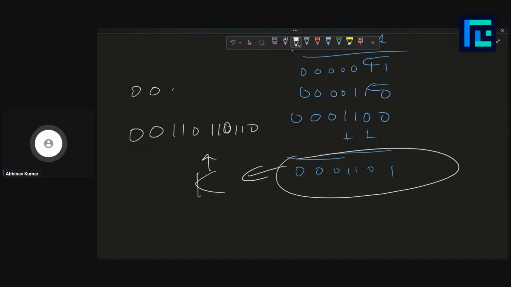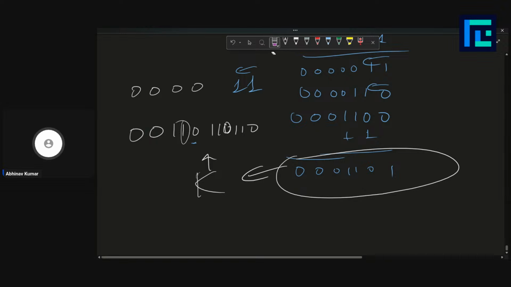So start with 0 0 0 0 0 0. Do a plus 1, it becomes 1. Shift it. Again you have a 1, so after shifting, it becomes this. Do a plus 1, it becomes this. Shift it. After shifting it, it becomes 1 0. Again do a plus 1, it becomes 1 1. Again you have a 0, so shift it. When you shift it, it becomes 1 1 0.